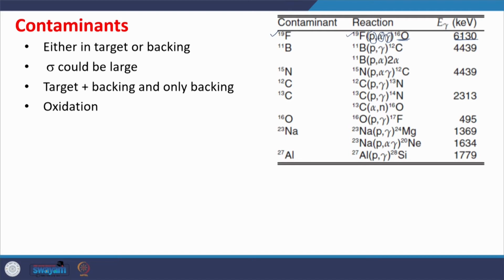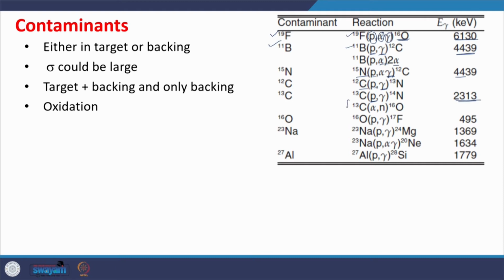The second contaminant, boron 11. When proton reacts with boron 11, you are getting gamma ray. Here the energy is 4.4 MeV, and it can also emit alpha particles of different energies, and proton with nitrogen 14 can give rise to gamma ray of energy 4.4. Proton sometimes by reacting with carbon 12, it can give you gamma rays same like 4.4 MeV, and then carbon 13, this is one of the important contaminants which can hamper the nuclear reaction of our interest. Here 2.3 MeV gamma is emitted.